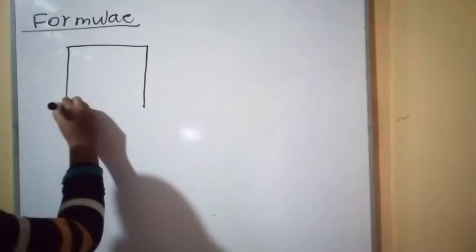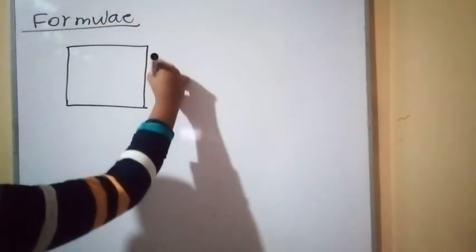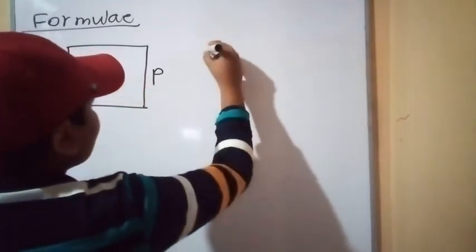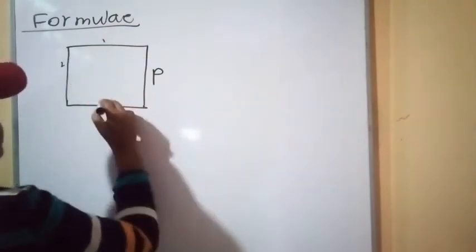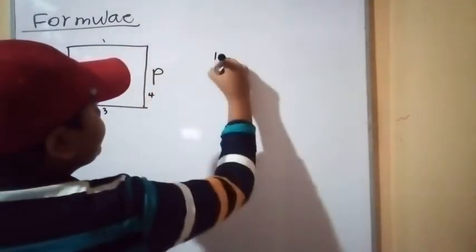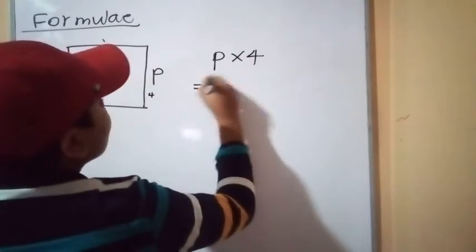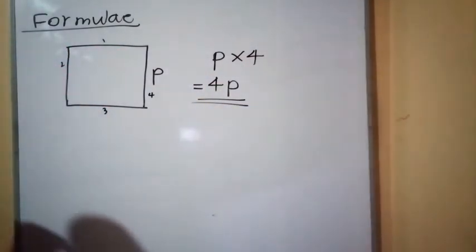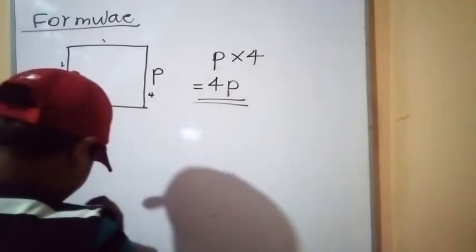If you take a square where one side is P, find the perimeter. The one side is P, and there are 1, 2, 3, 4 sides. So P multiplied by 4 is 4P. Like that. This formula is very easy.